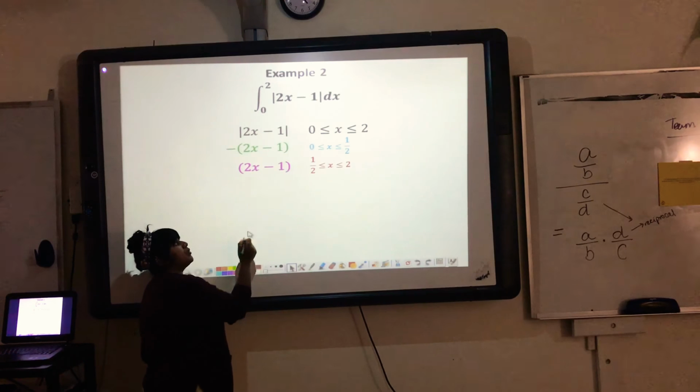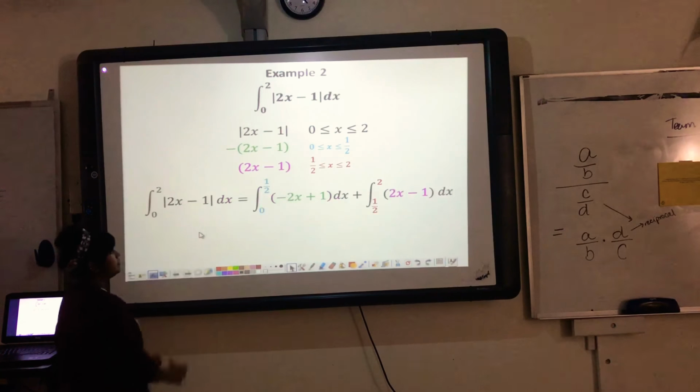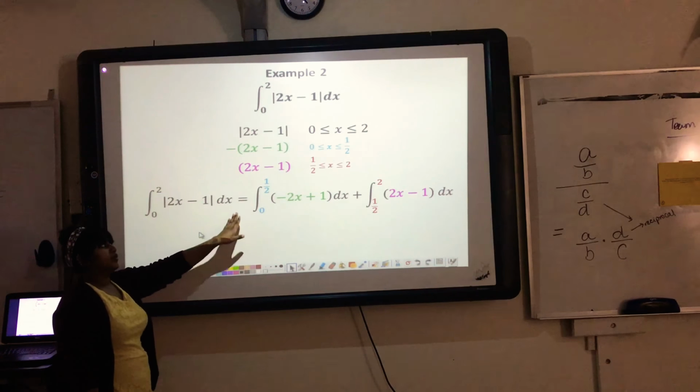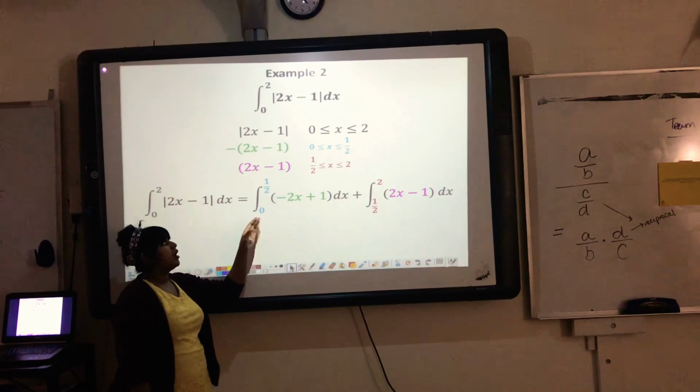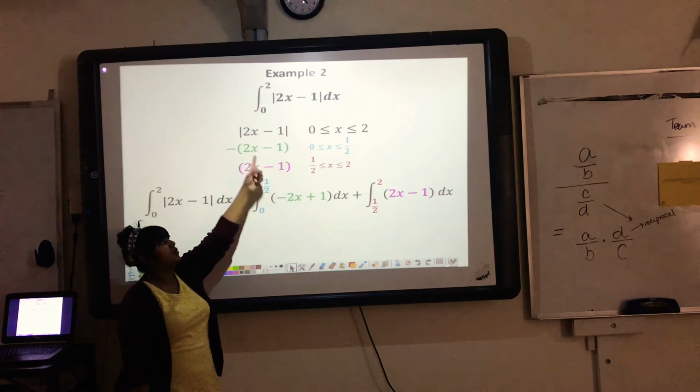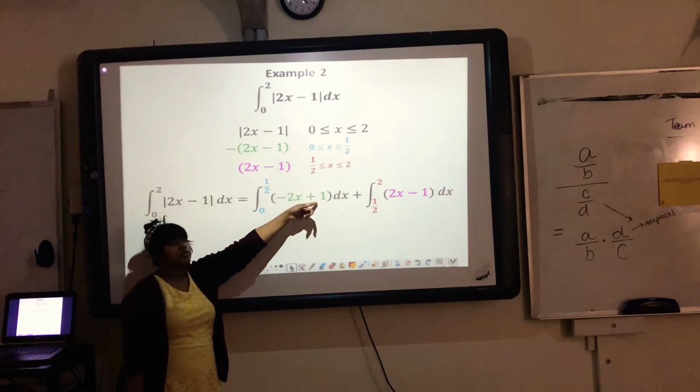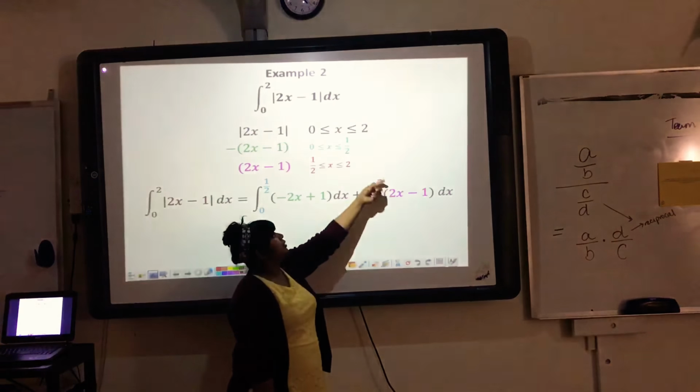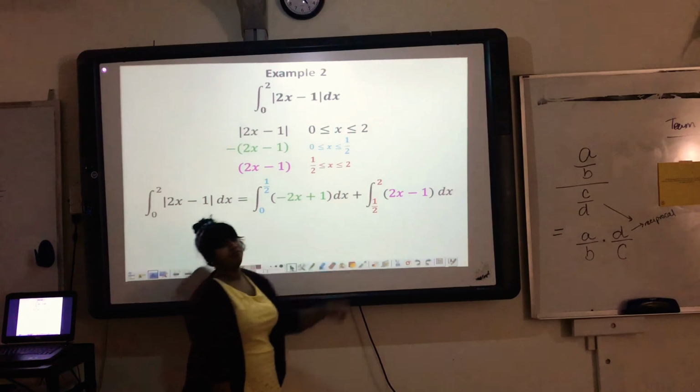Step 2, let's rearrange our integral. Here's my original integral, and we're going to use additivity to pull it apart. My new interval with my new function. Here I already distributed the negative. My new interval with my new function.